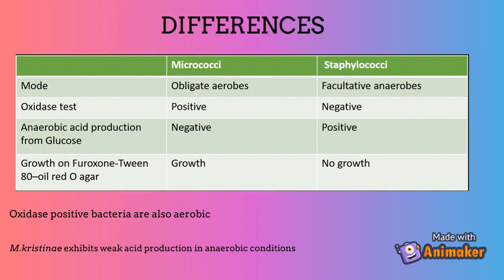Micrococci will grow on furazolidone Tween 80 oil red O agar, while Staphylococci will not grow on furazolidone Tween 80 oil red O agar.